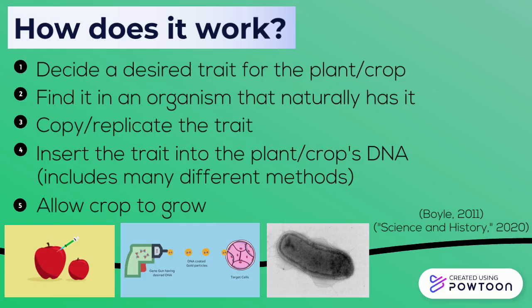This can be done in many ways. For example, using gene guns where tiny metal particles coated in DNA are shot at cells. Agrobacterium, which is a bacteria that will transfer the genes, or microinjection, where a tiny nail inserts the trait. Lastly, number five, we allow the plant or crop to grow.